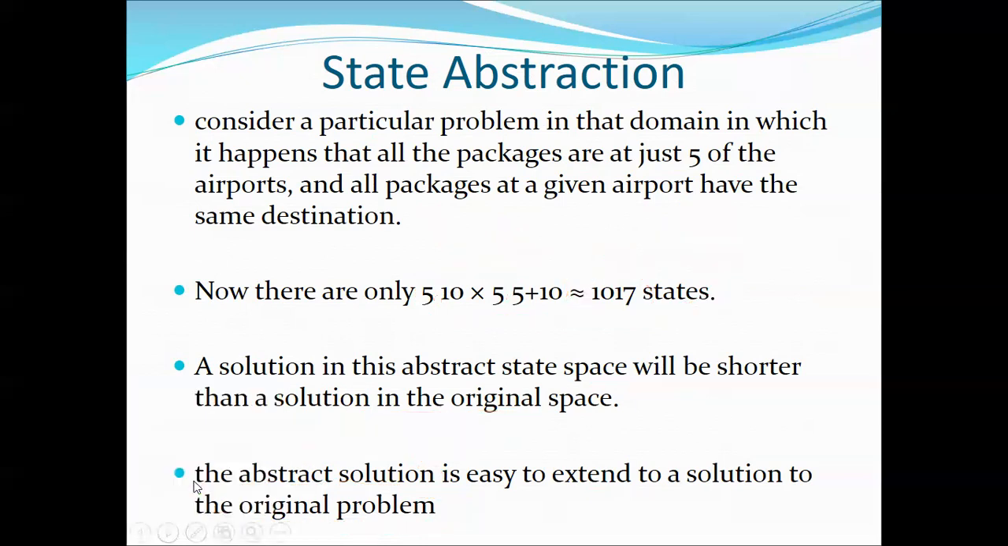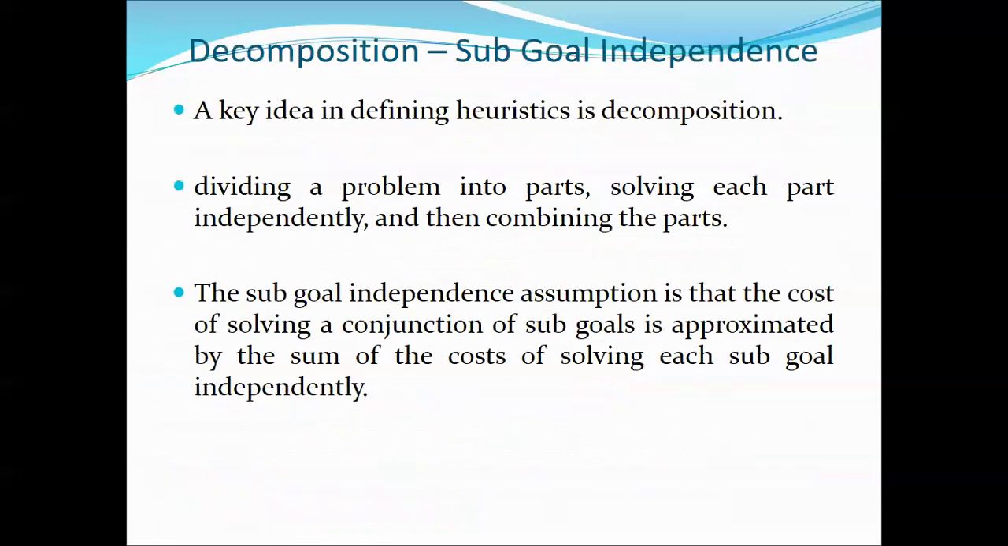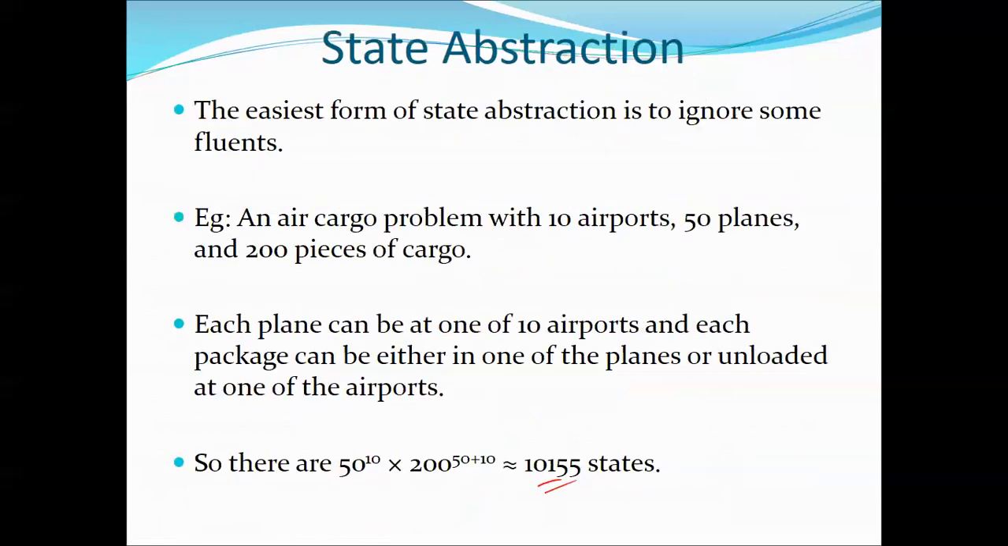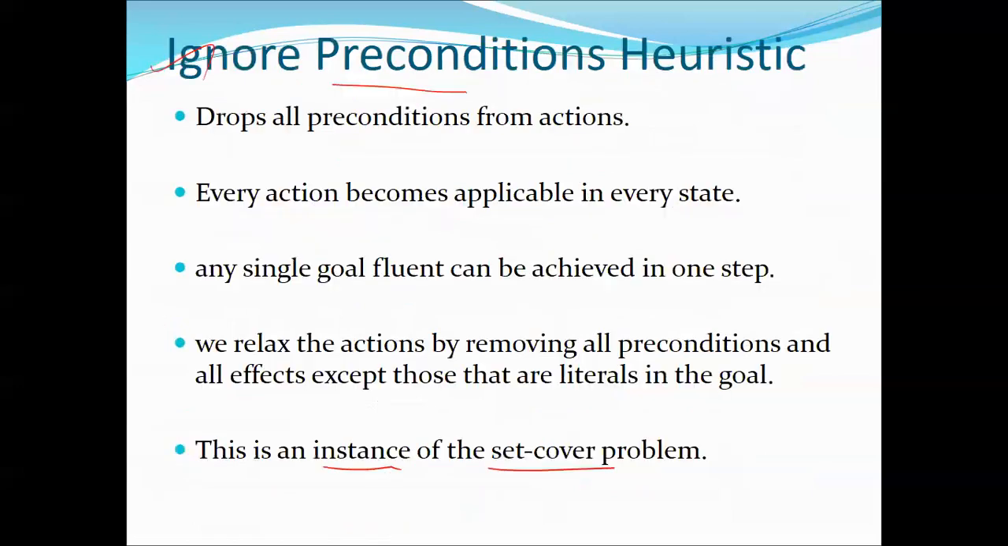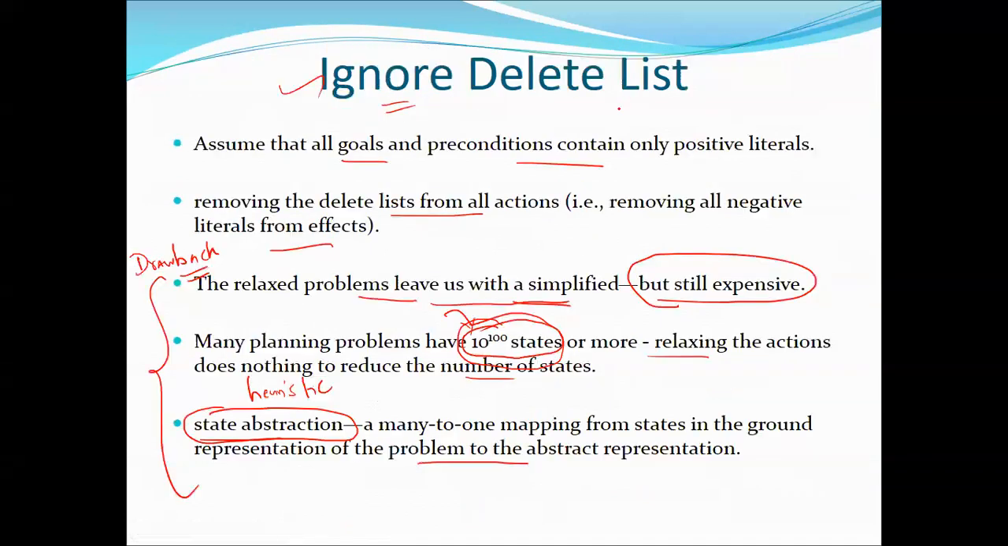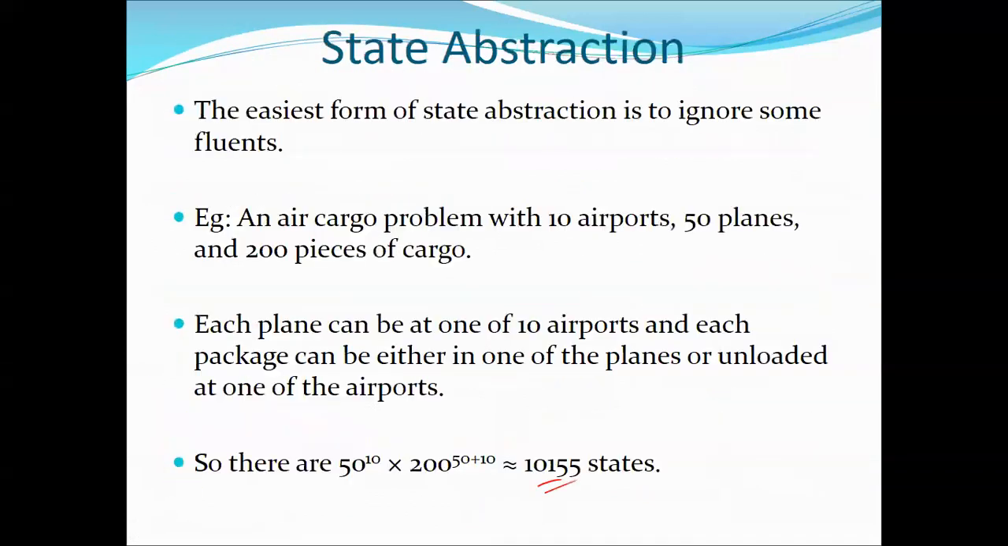So basically, why do we use a heuristic? We use a heuristic function to reach the optimal solution. This is the key point here. Initially we discussed that there are two ways to create a heuristic. One is by relaxing the problem. These are the techniques we have discussed for relaxing the problem and creating the heuristic. First method is the ignore preconditions heuristic. Second is ignore delete list. And third is by performing state abstraction.